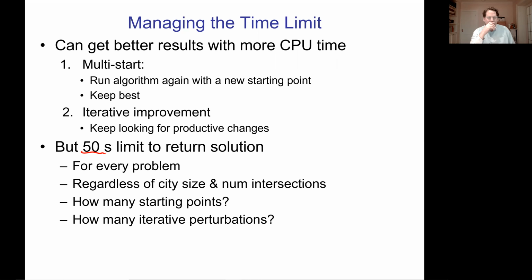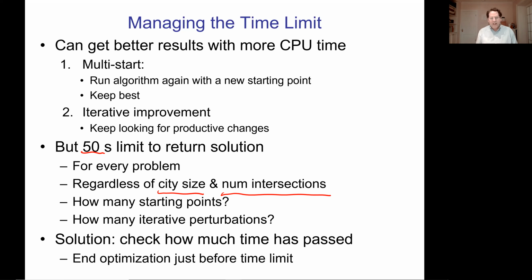It's going to be hard to code just try 10 starts or try 1,000 different starting points, because we're going to give you different numbers of deliveries. We're going to run in cities that have different sizes. So it's difficult to just say, well, I can always run my algorithm 10 times. Maybe sometimes that's way under 50 seconds and maybe sometimes that's over. So what we can do instead is actually check how much time has passed and end optimization just before the time limit, if you're basically leveraging these techniques to get as much as you can.